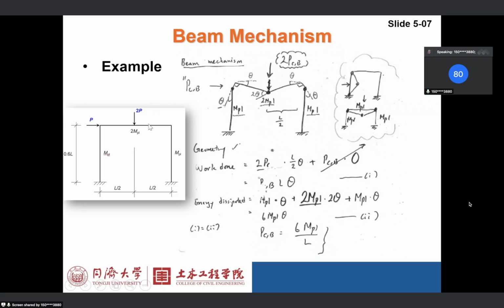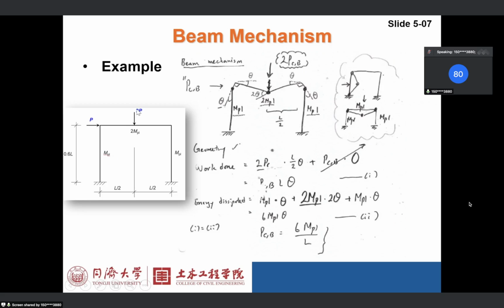Also, the portal frame has the column and the beam different in section. So the beam section is stronger, and the plastic moment resistance of the beam section is 2 Mp. The column is a little bit weaker, so the moment resistance of the column is Mp. Okay, so first, this is the beam mechanism.